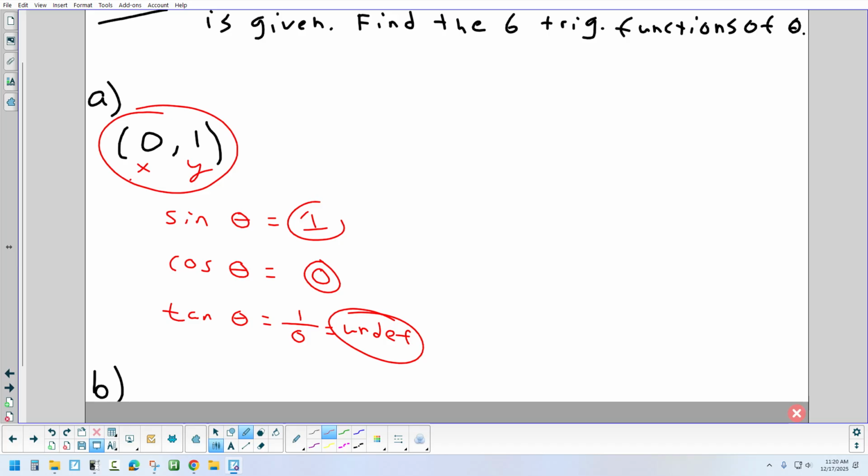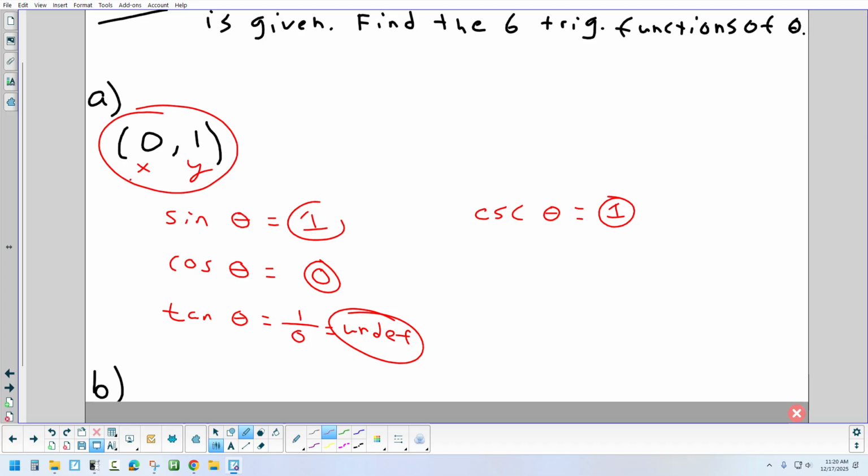Okay, so that's the tangent. What's the name of the trig function we get when we flip the sine? Cosecant. I just said that you get the cosecant by flipping the sine. So look at the sine, look at the value we got, and flip it. What do you get for the cosecant? 1.